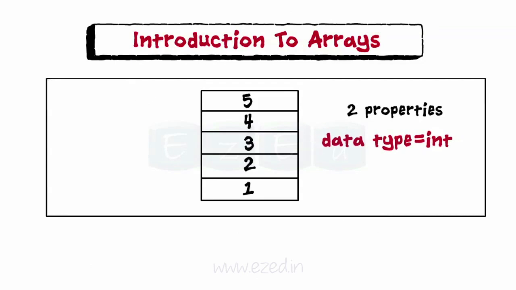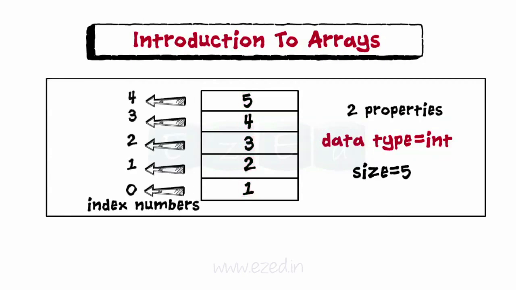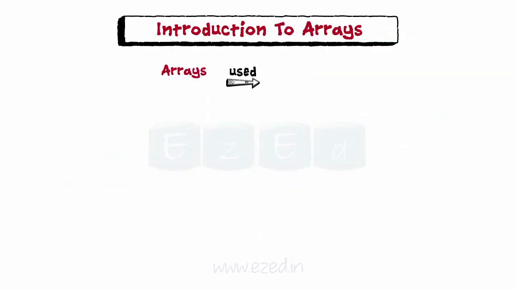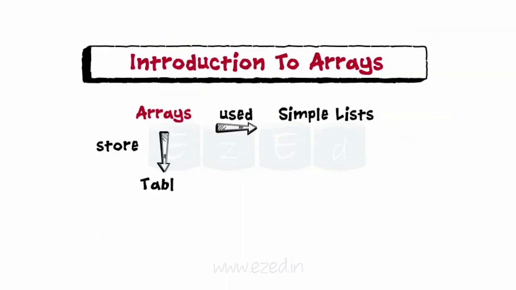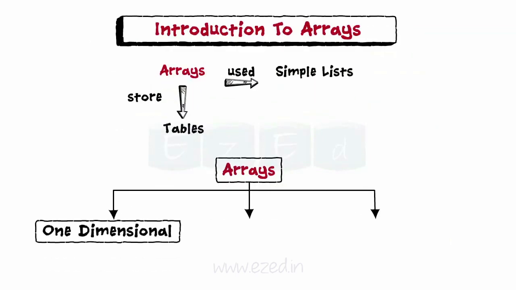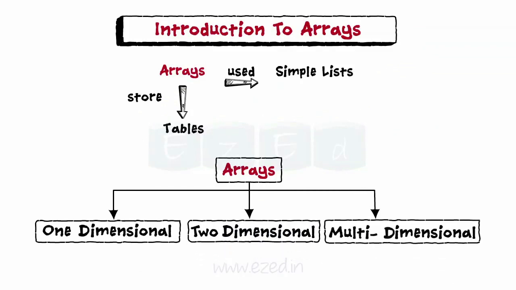In C, each array has 2 fundamental properties. Data type, which defines the type of data items. Size, which defines the number of storage locations. Each element is identified by an index number, which is an integer starting from 0 or 1. The ability to use a single name to represent a collection of items and to refer to an item by index number enables a programmer to develop powerful programs. Arrays can be used to not only represent simple lists but also to store tables of data in 2 or 3 dimensions or more. Thus, arrays can be one-dimensional, two-dimensional, or multidimensional.